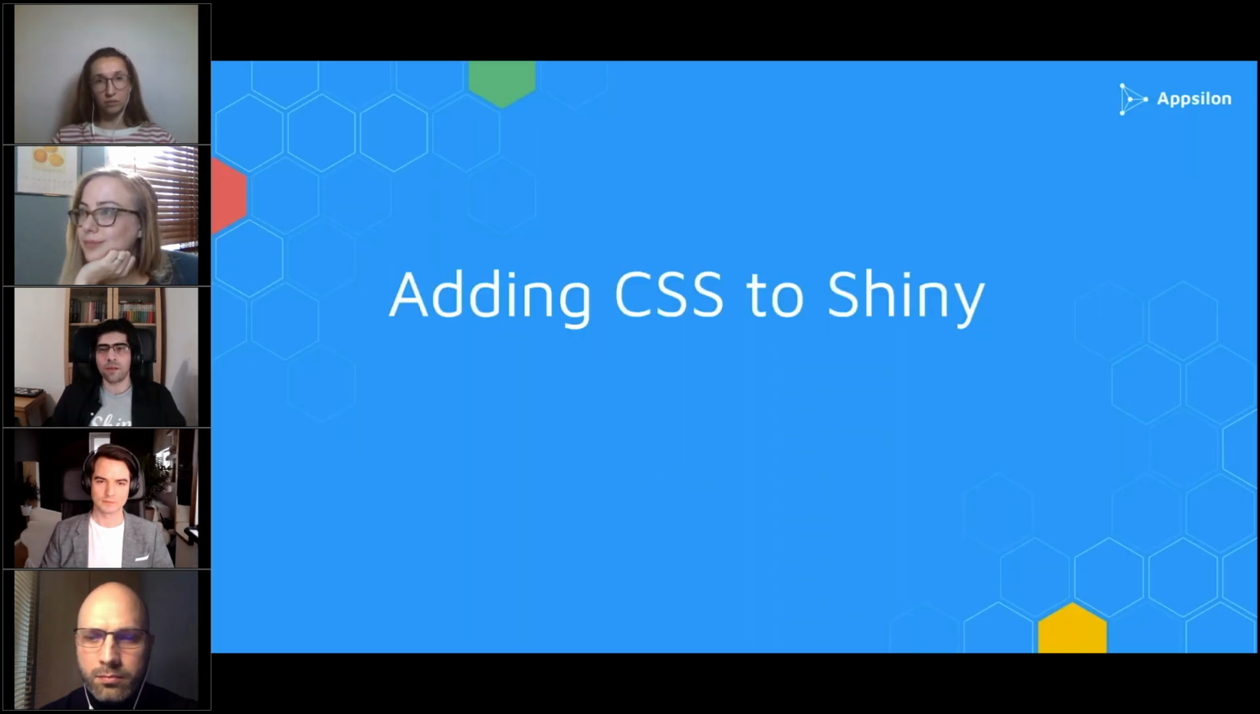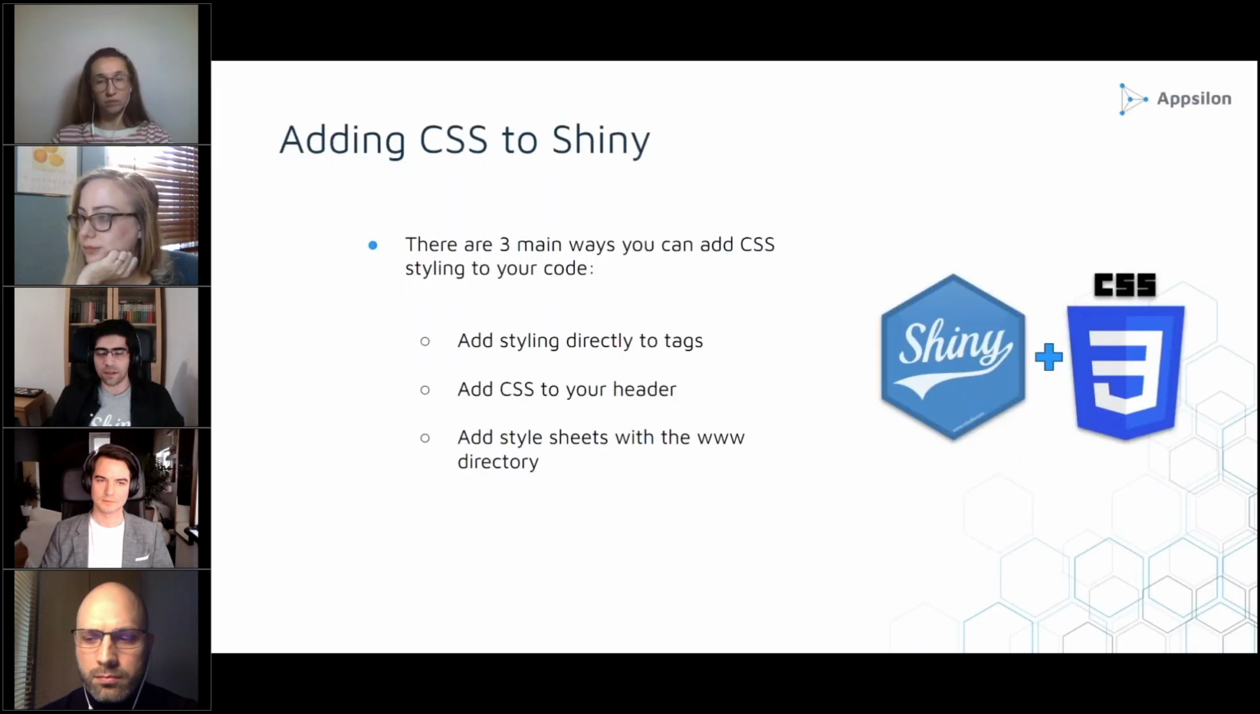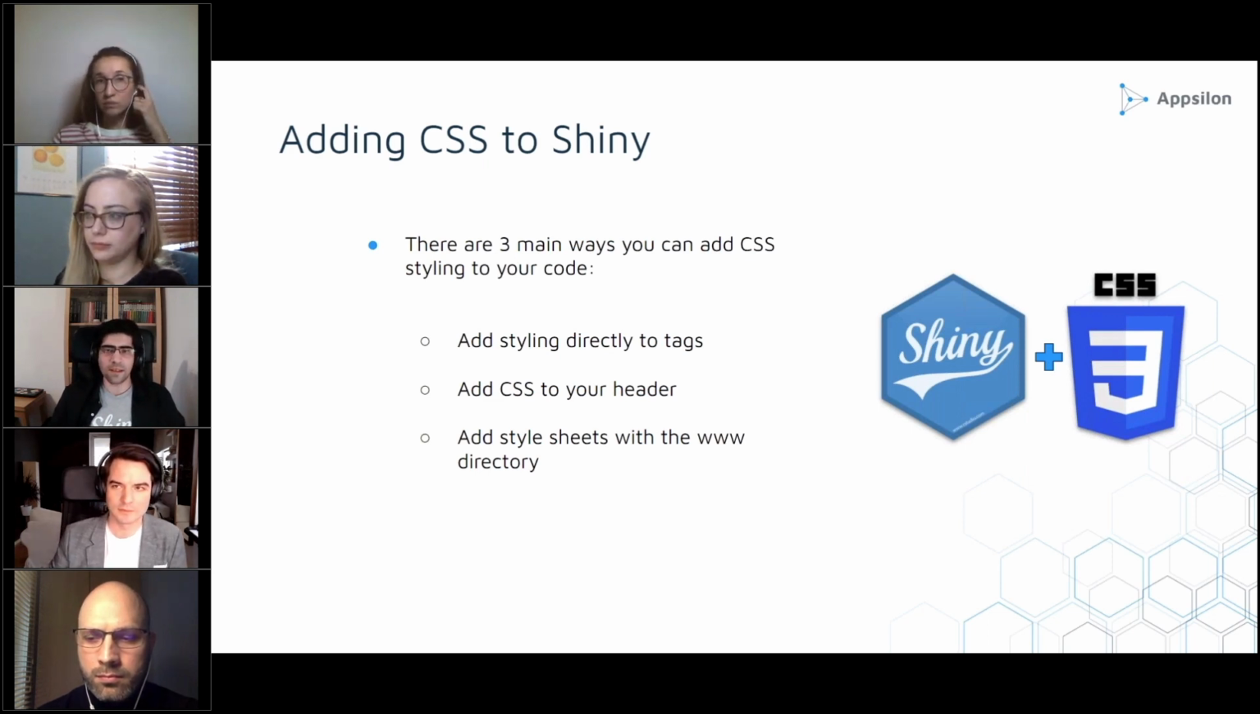So how would we actually go about doing this? With Shiny itself, there are 3 very specific ways that you can do it. You can add the style directly to your tags when you're building your UI. You can add it as, let's say, a separate tag in the header of your page or application. But you can also store it in files and link those files directly to the Shiny application.